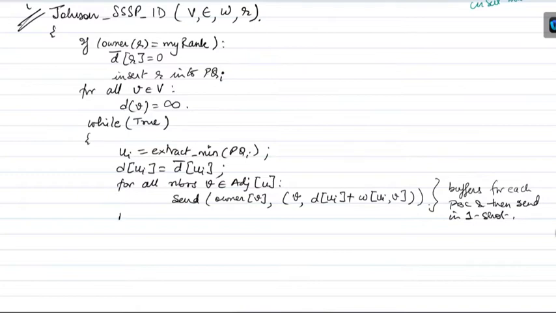All right, and now you basically receive messages. And what do you do with the received messages? For each received message, let's say that the message received is v comma d of some vertex, which somebody sent.